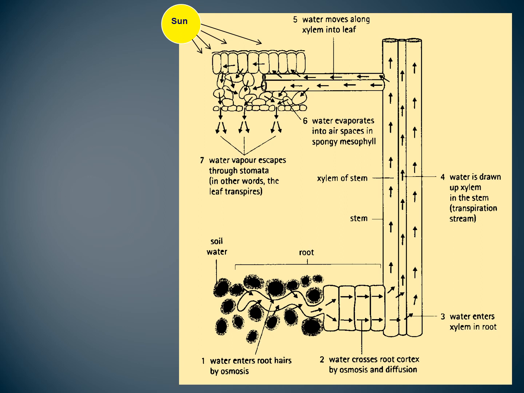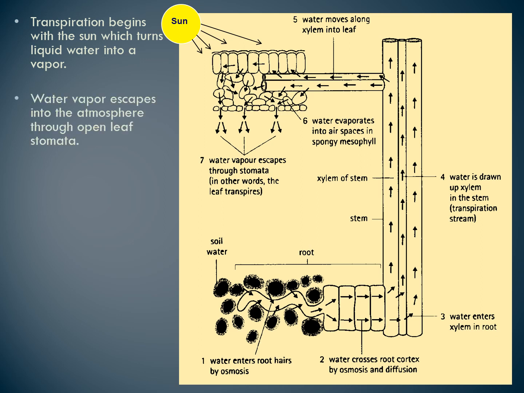So we need more, and that's where transpiration comes in. This diagram kind of sums it all up. Transpiration starts with the sun, and the sun turns liquid water in a leaf into a vapor. Now remember that leaves are very thin, maybe as thin or thinner than a sheet of paper. So they warm up very quickly when exposed to full sun. And the liquid water in those cells of the leaf is going to turn into a water vapor. The water vapor is going to escape into the atmosphere through the open leaf stomata.